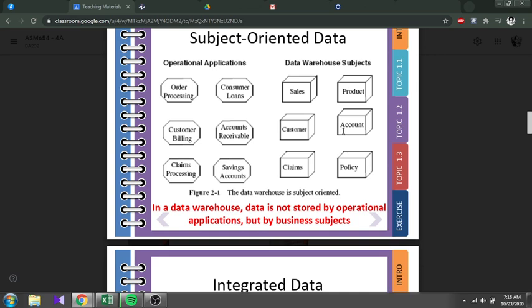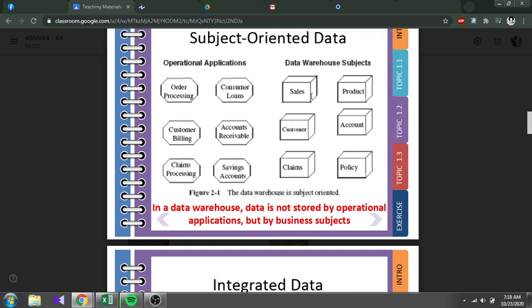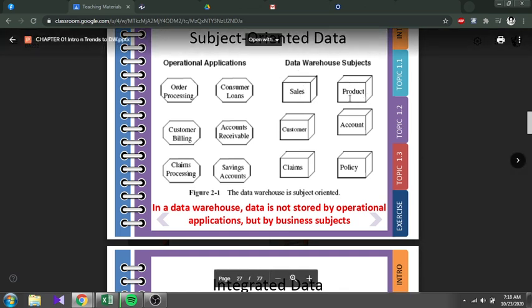Accounts receivable, ada account lain ke, dia akan simpan stored on this account. Claims on the claim, policy on policy. So by a subject. Later on we have this assignment. Okay, try to classify your data. You have to create your own data later on, but we give you an example for that. So you have to classify the information by a subject.